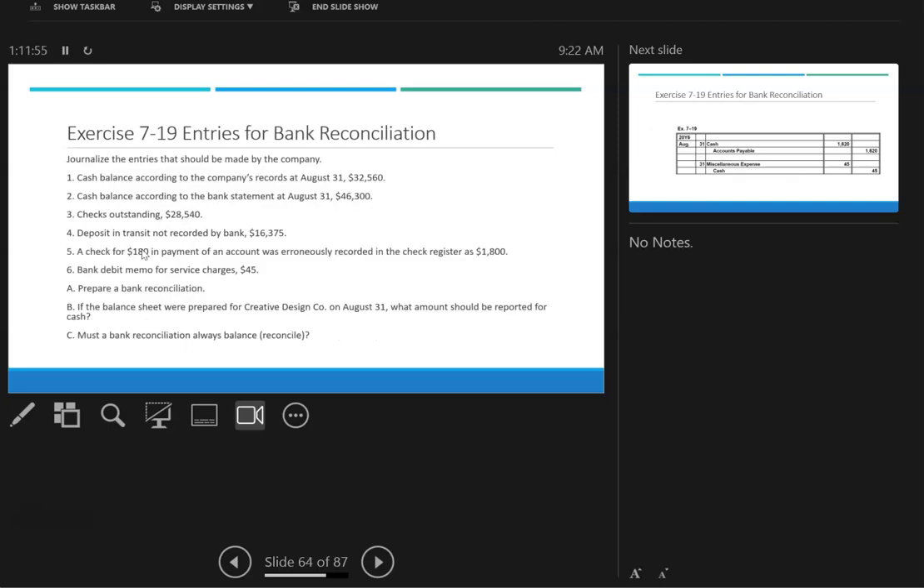Let's look at exercise 7-19. I want you to look at this for one minute and see how we can adjust it.